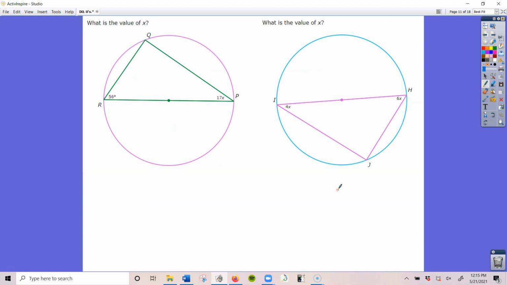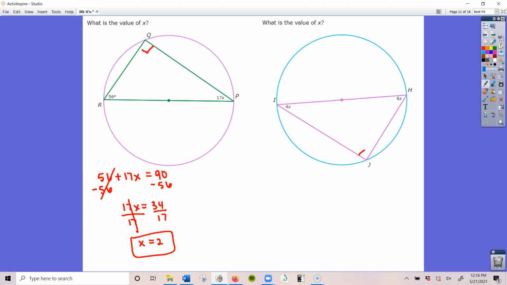Then after you do those that are pretty straightforward, then they'll start incorporating X. And this is as hard as it gets as well. So you're going to get these two angles, which have to add up to 90, since this is 90. So we would do 56 plus 17x is equal to 90. And then we solve for x. So subtract the 56. You get 17x is equal to 34. And then divide by 17. So we get x is equal to 2.